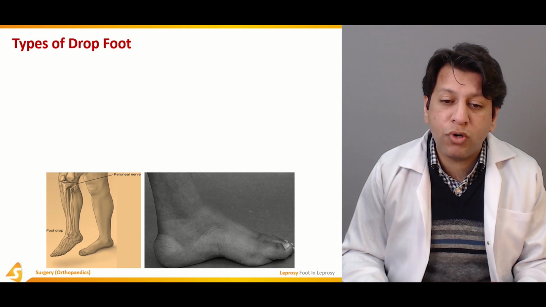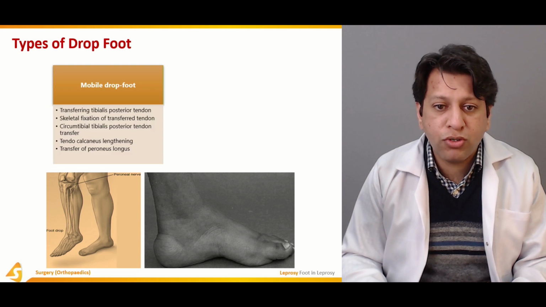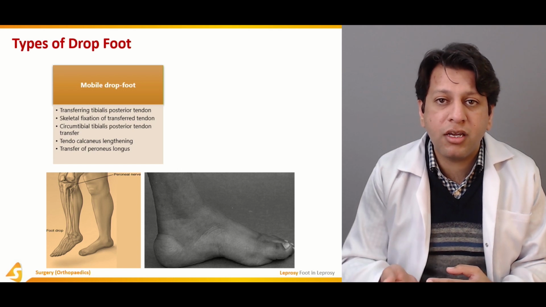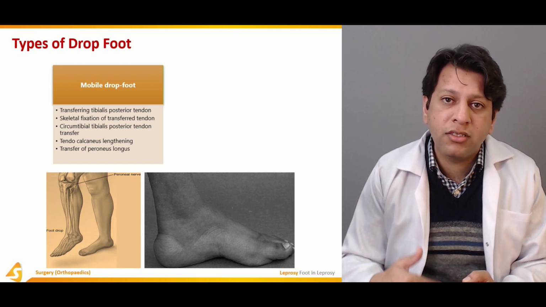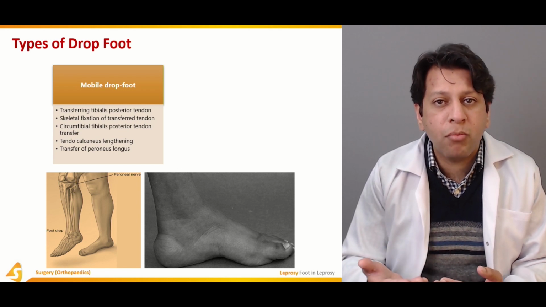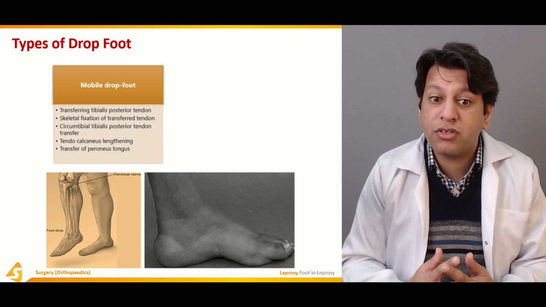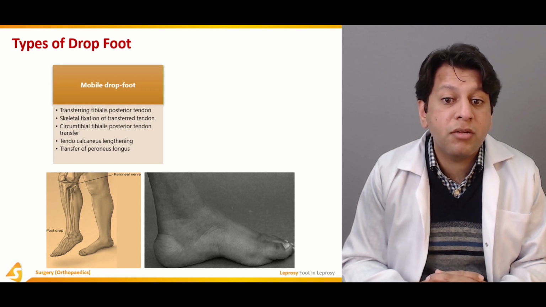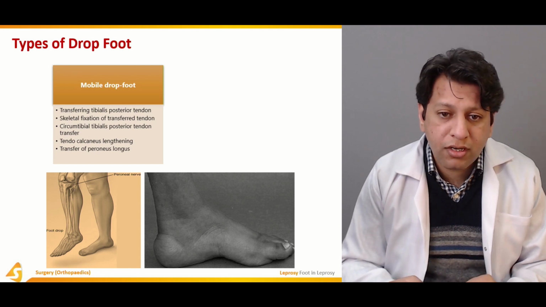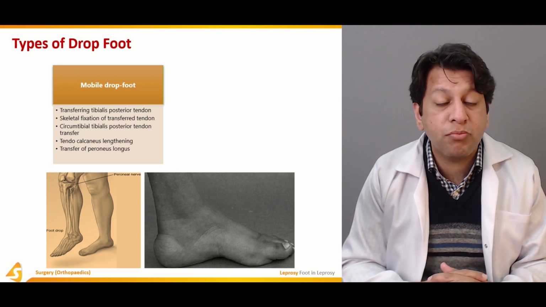Now, coming to the types of drop foot, this could be a mobile drop foot or flexible drop foot, as I told you. Usually this requires transferring the tibialis posterior tendon, as the anterior and lateral compartments are paralyzed. Therefore, the posterior compartment is working, so the tibialis posterior tendon is transferred in place of the tibialis anterior. There could be skeletal fixation of the transferred tendon, or a circumtibial tibialis posterior tendon transfer, that is, it is transferred by looping it around to the first ray. Or there could be tendocalcaneus lengthening or transfer of the peroneus longus muscle.